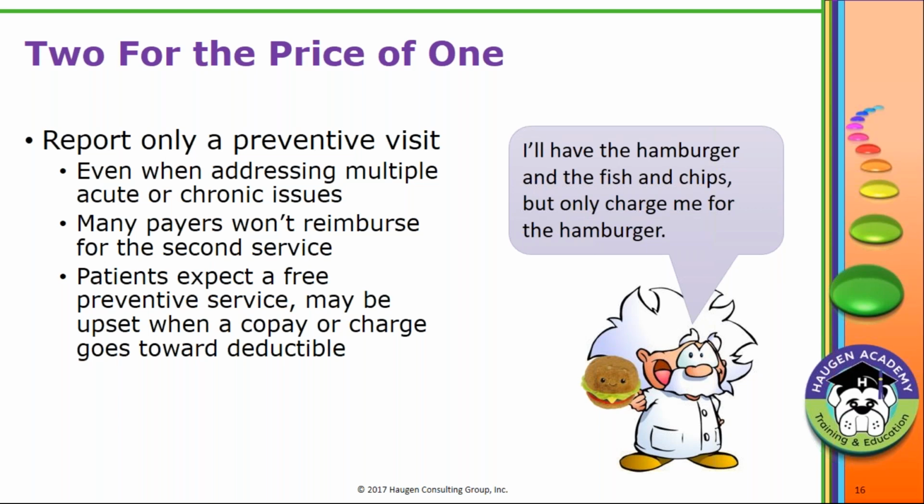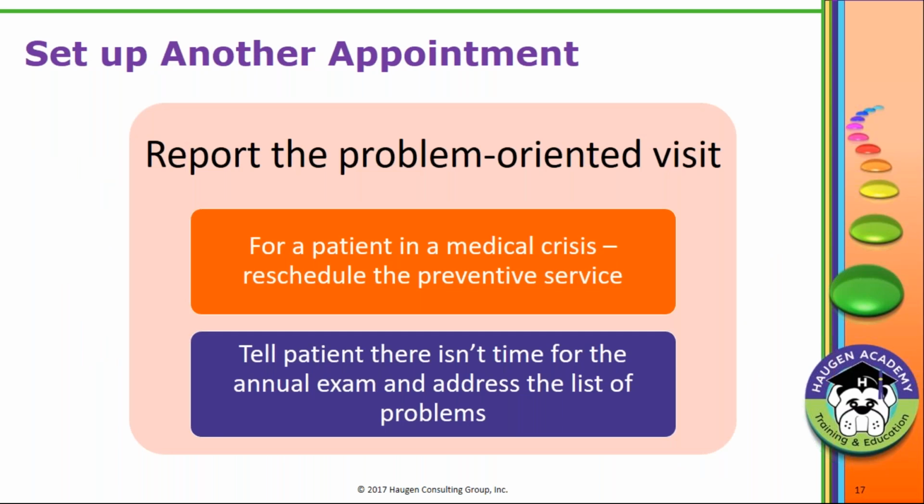Why? Medicare practices report that many payers will not reimburse for the second service and that patients are expecting a free preventive service. Patients are also becoming dissatisfied when there's a copay or the charge goes towards their deductible. And the last point I've heard is that state Medicaid programs will often only pay for 1 E&M service on a calendar date. So again, they are getting 2 services for the price of 1. As far as practice management goes, this might not be what is preferred, but it is happening and it is an option.